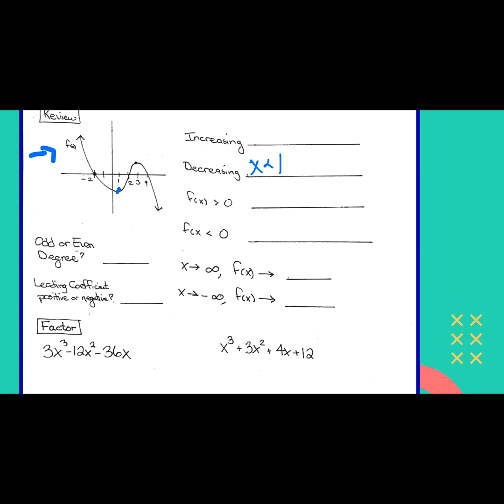And then after we hit this minimum, we start to increase for a little while. So we're increasing from 1 to 3. And then after we hit this maximum, we are decreasing again. So when x is greater than 3, we begin to decrease again.